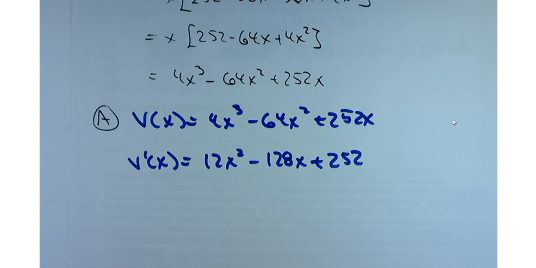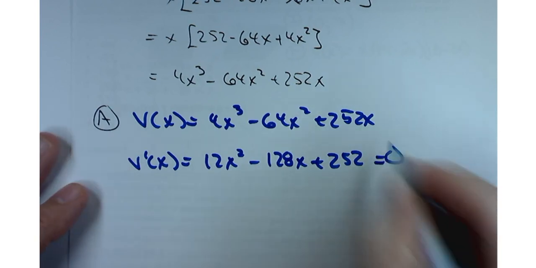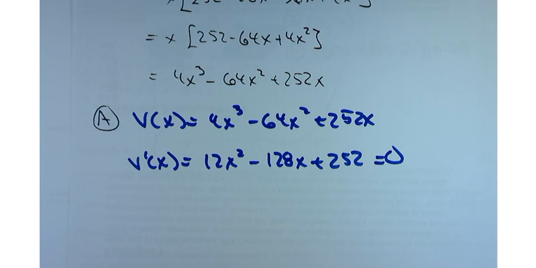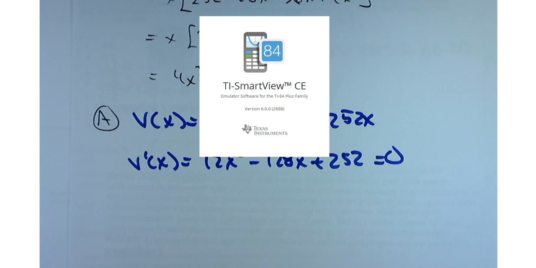What am I going to do with the derivative here? Yeah, set it equal to 0. So let's set that equal to 0 and solve. Now there's a couple ways you can solve here. One way is the quadratic formula, but I don't think that these are going to turn out to be very nice, neat values for x. So maybe let's employ a little bit of technology here.